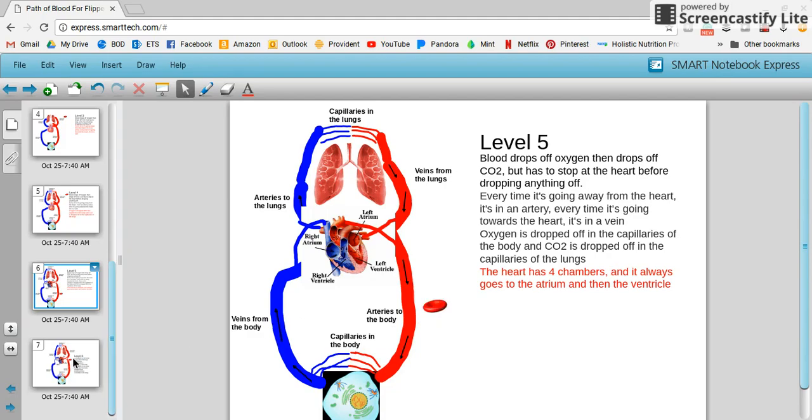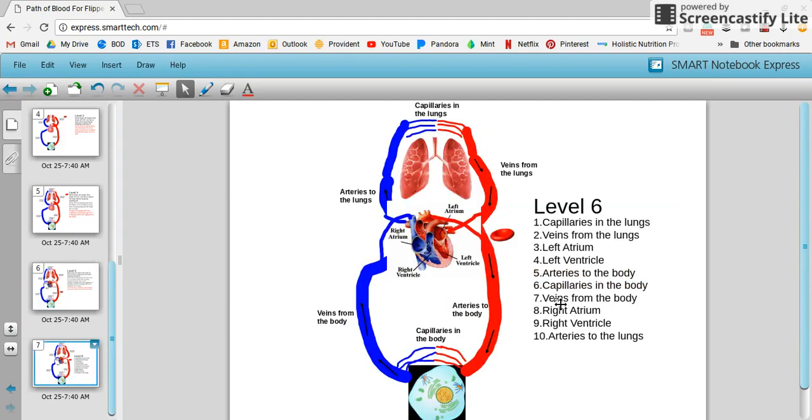So on this final level here, 6, I've typed them all up for you. You can start in any spot you want. I just happen to start at capillaries of the lungs just to pick anywhere. It doesn't matter where you start because it's a big loop. But here we go from the top, capillaries in the lungs. Then it goes veins from the lungs into the left atrium, into the left ventricle, out through arteries in the body, then through the capillaries in the body where it drops off the oxygen, picks up carbon dioxide to go in the veins from the body into the right atrium, into the right ventricle, and then ultimately through the arteries to the lungs where the cycle continues over and over and over.